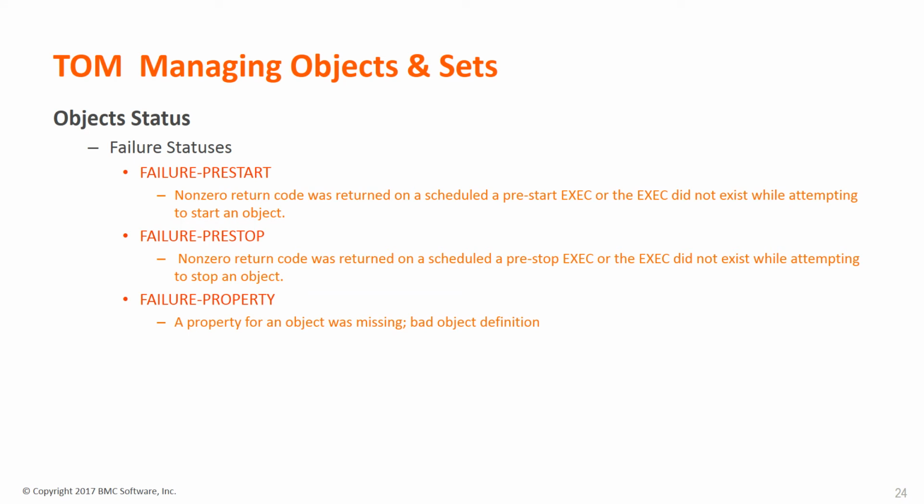Failure pre-start indicates that the pre-start exec related to an object issued a non-zero return code. Similarly, failure pre-stop indicates that a non-zero return code was received from a pre-stop exec in the object definition. If you see failure property, that indicates you've got something just bad in your definition. You're missing a property that needs to be there. In this situation, you should go back and carefully review your object definition.